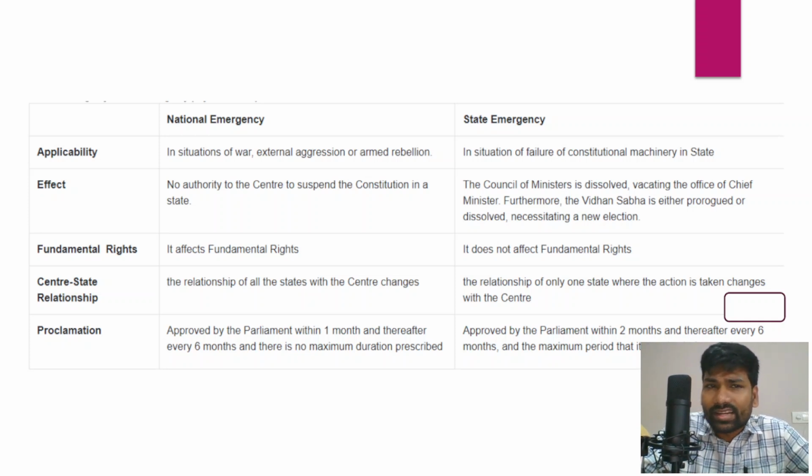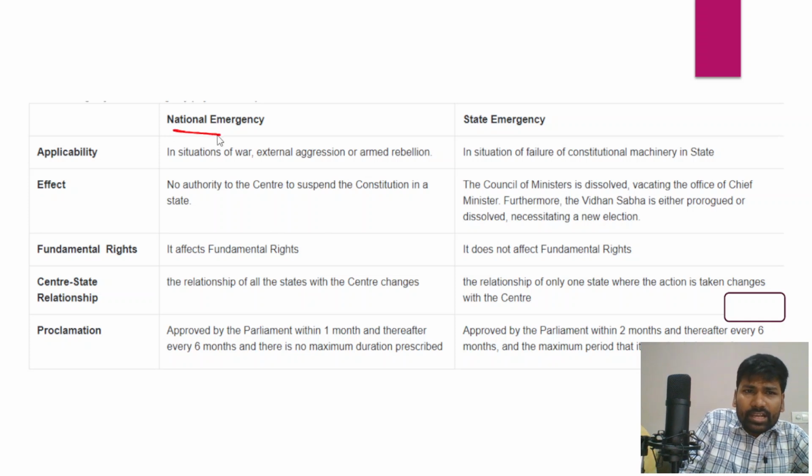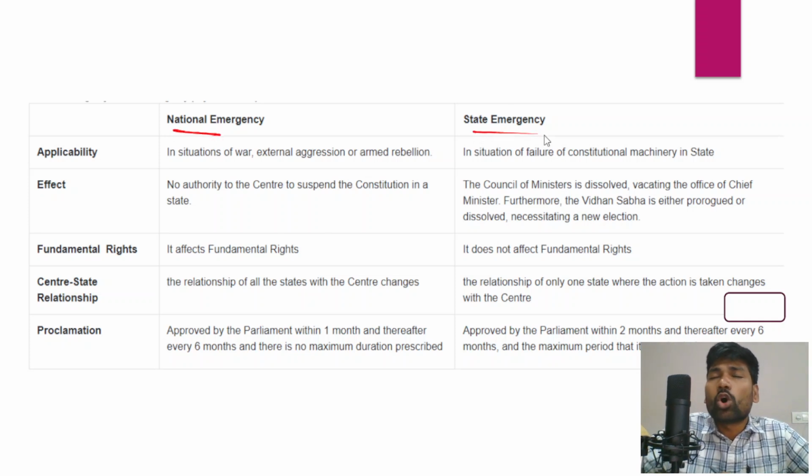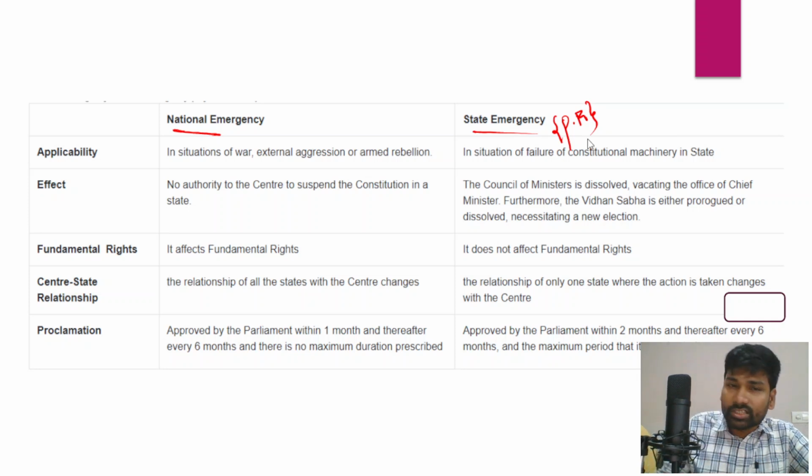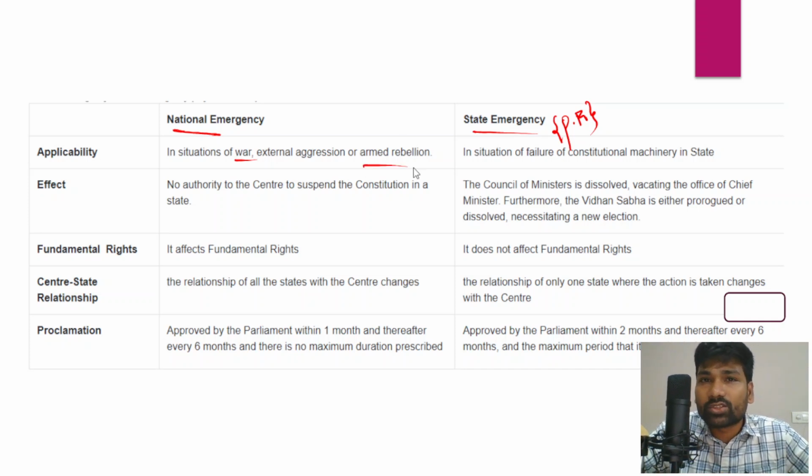However, we'll try to understand the basic differences between the national emergency and state emergency, which is also known as the president's rule. The basic difference between national emergency and state emergency is that national emergency can be imposed in situations of war, external aggression, or even armed rebellion, right? So these are the grounds based on which the national emergency can be imposed.